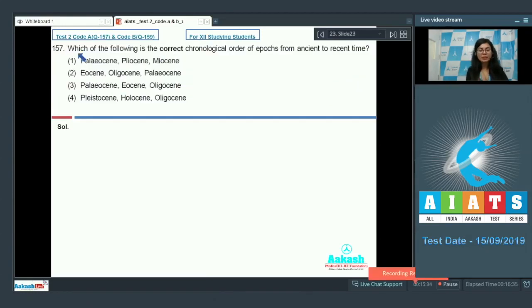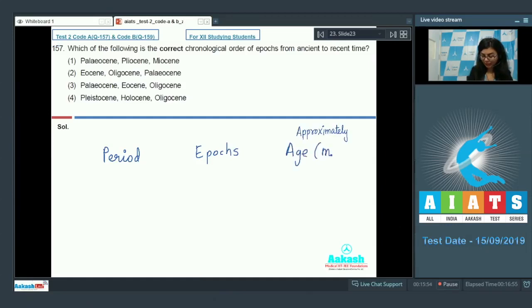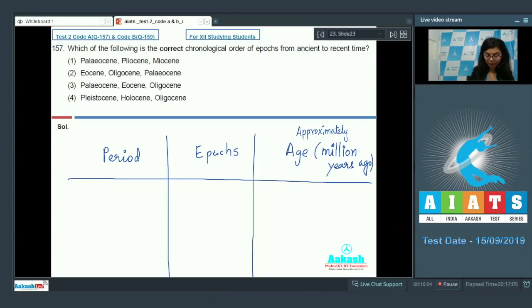Alright, question number 157. Which of the following is the correct chronological order of epochs from ancient to recent time? Various combinations of the epochs of the Tertiary period are given. Let's go over them one by one. When we write about periods, epochs, and their age, how old are they? How many million years ago? All of these epochs belong to the Tertiary period.